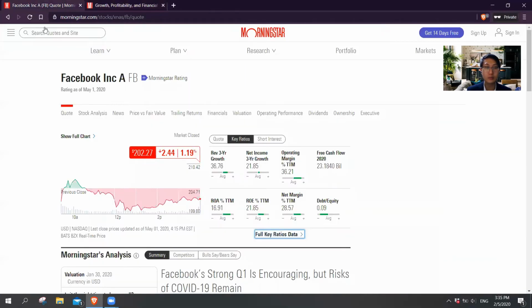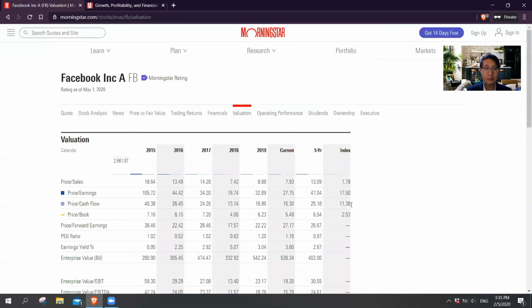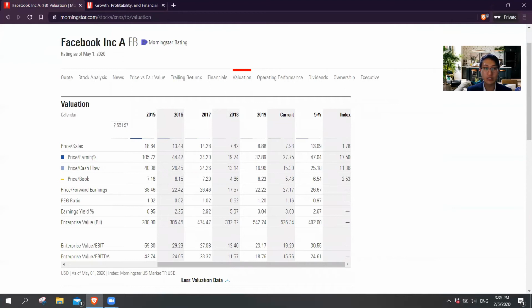Let's go back to the previous page. You can look at valuation. For valuation, some people like to see the price to earnings ratio, also known as the PE ratio. You can see it used to be very high, but now it has dropped to about 27. Usually I do not like to buy companies which have a PE ratio of above 30. Now it's below 30, which is quite acceptable, and the average over the past 5 years is about 47, which means it's relatively low now.